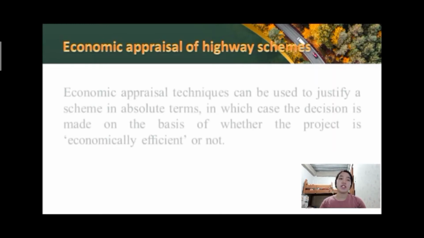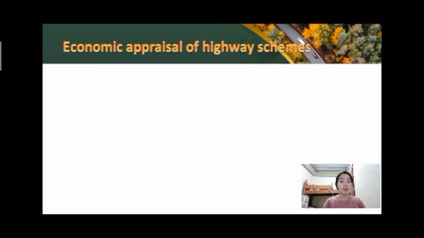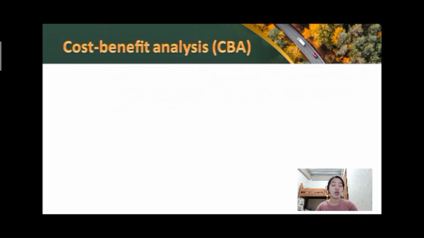Economic appraisal techniques can be used to justify a scheme in absolute terms, in which case the decision is made on the basis of whether the project is economically efficient or not. If the result is a negative net present value or a benefit-cost ratio less than unity, it would indicate an inefficient scheme where society would end up worse off with the scheme than without it. The main beneficiaries are the users, and the losers will be those funding the scheme. The framework within which the evaluation of the economic consequences of a highway scheme takes place is referred to as cost-benefit analysis.